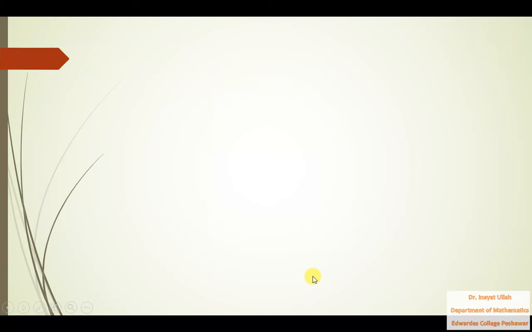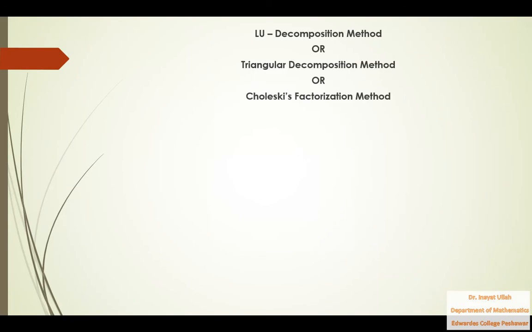In this slide we see the LU decomposition method. L stands for lower, U stands for upper. The LU decomposition method, the triangular decomposition method, or Cholesky's factorization method: all these are names of one method, used to solve a system of linear equations.